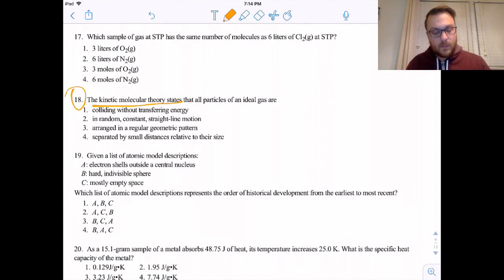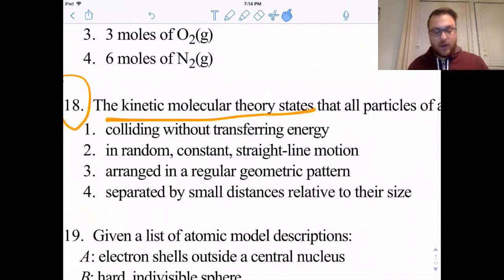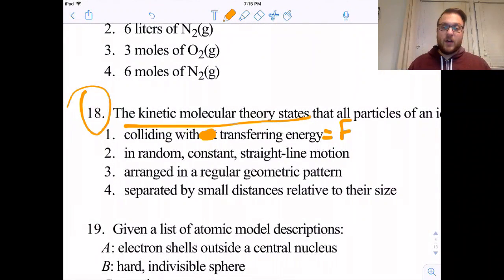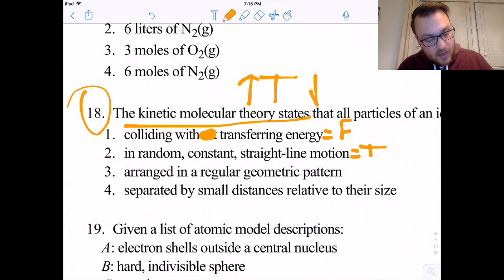If you don't take the time to memorize anything, take the time to memorize the kinetic molecular theory. So what is true here? I think it would be easiest to evaluate this and correct the ones that are false. One is false because when they collide, they do transfer energy. And remember, this is all about an ideal gas, a model gas, where you're at a high temperature and a low pressure. So just keep that in mind.